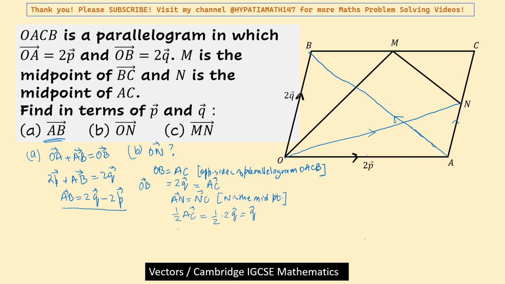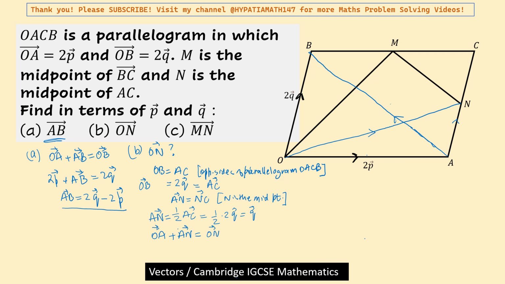So half of AC is equal to half times twice of Q, that is Q. So AN is half of AC and that is equal to Q. So if AN is Q and OA I know, then I would know what ON is. Start with OA, which keeps the directions correct: OA plus AN equals ON.